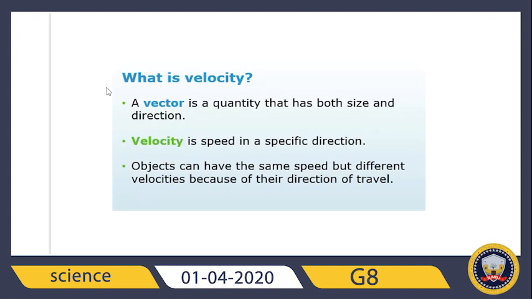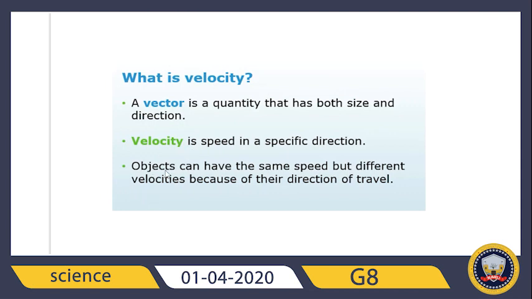So for velocity, whenever we need to talk about velocity, we need to consider the direction. That's why, guys, velocity is actually speed, but speed in a specific direction. So this is the main difference between velocity and speed. In speed, we don't need to consider the direction, while in velocity we need to consider the direction. So velocity is speed in a specific direction.